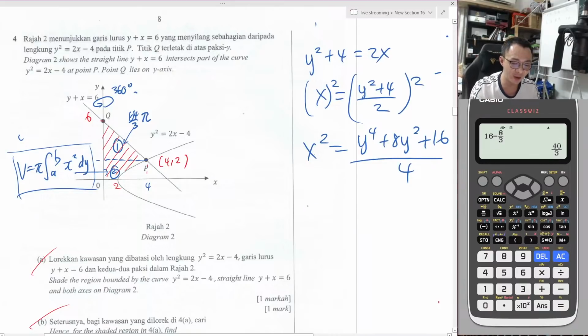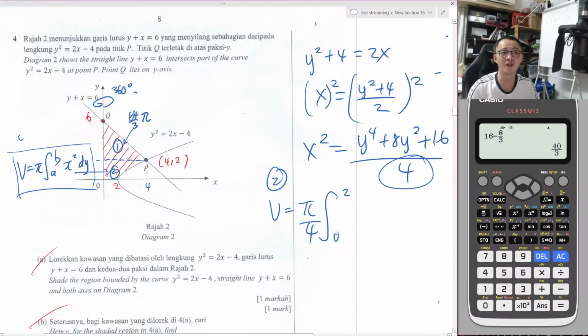So right now, I want to integrate the small part, part 2. So this one is from 0 to 2 on the y-axis. I will take out the 1 over 4 to the outside, so it becomes pi over 4. You realize I take out the 4, so it becomes pi over 4. Then the rest I will just write inside: y power 4 plus 8y squared plus 16, dy.